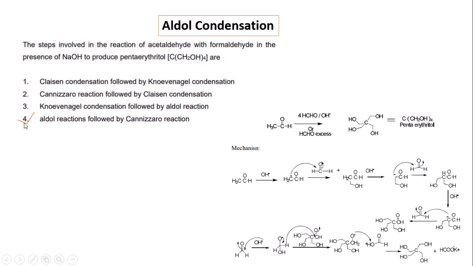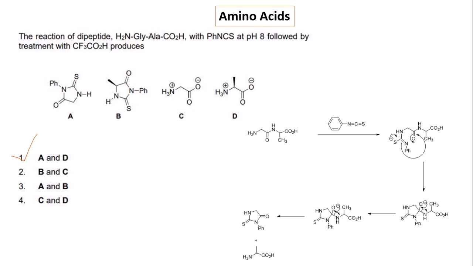So option 4 is the correct one. Next are the amino acid related problems. In amino acids, this is an example of the Edman degradation. In this Edman degradation, we have seen that the amine group is actually decoded.